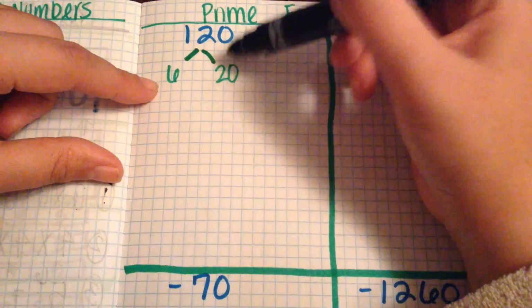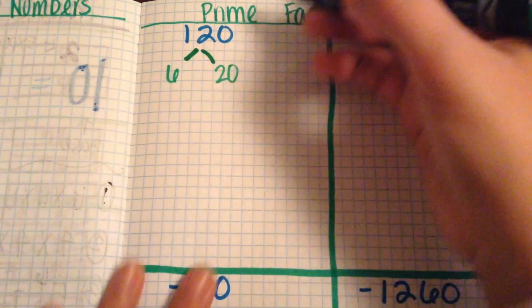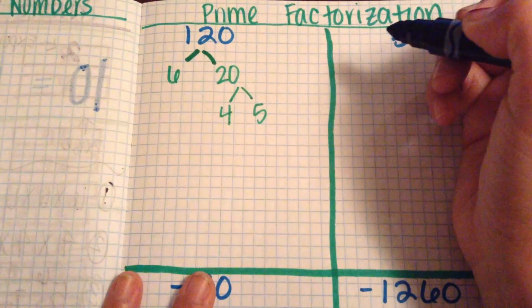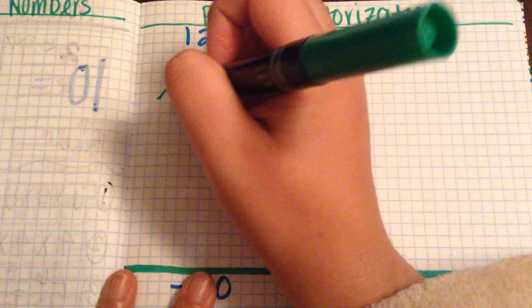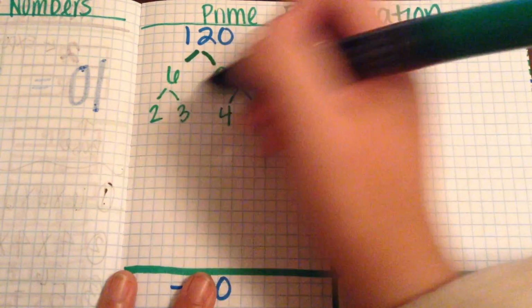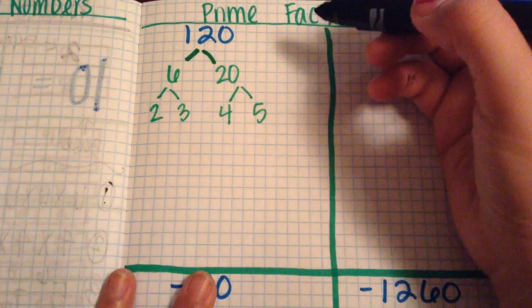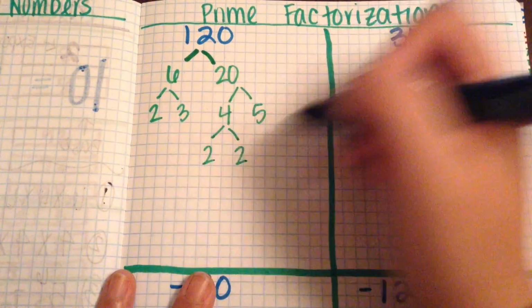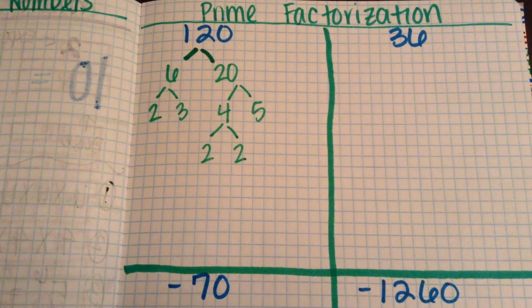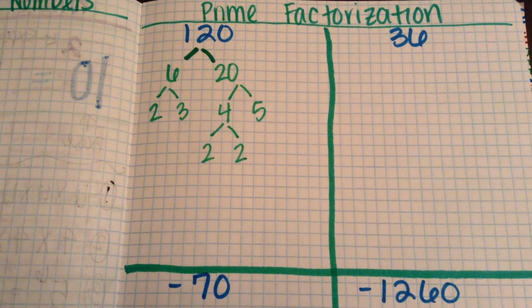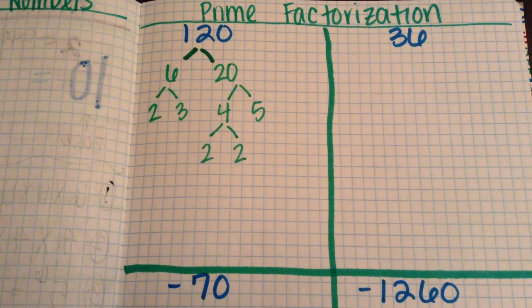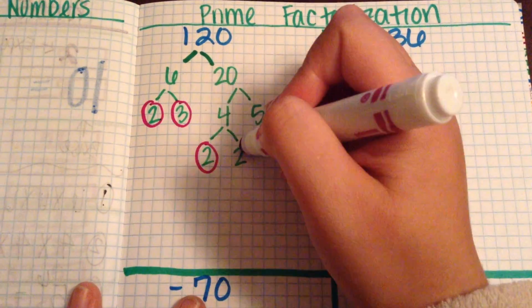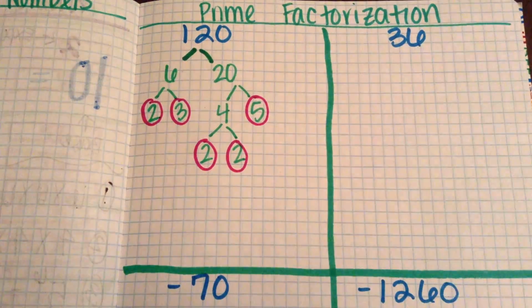Okay, now both of these numbers are composite, so I have to keep breaking it up. So I'm going to break up 20, and I know that 4 times 5 is 20. Okay, and then I'm going to break up 6, and I know that 2 times 3 is 6. Okay, now 4 is composite, so I'm going to break it up again. 2 times 2 is 4. Okay, now that we have all of ours, I'm going to go ahead and circle the prime numbers. So 2 is prime, 3 is prime, 2, 2, and 5. Okay, so those are my prime numbers.